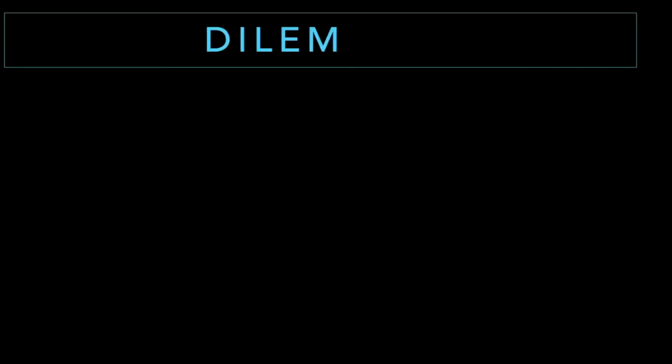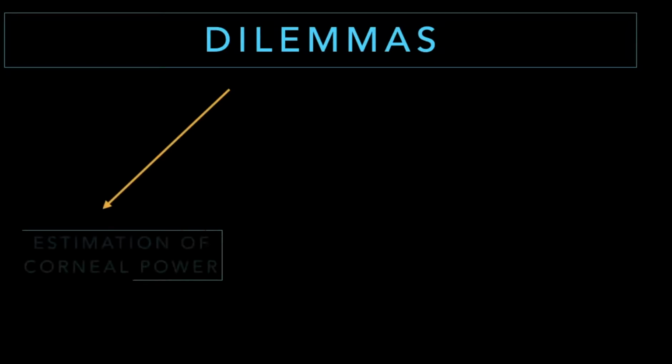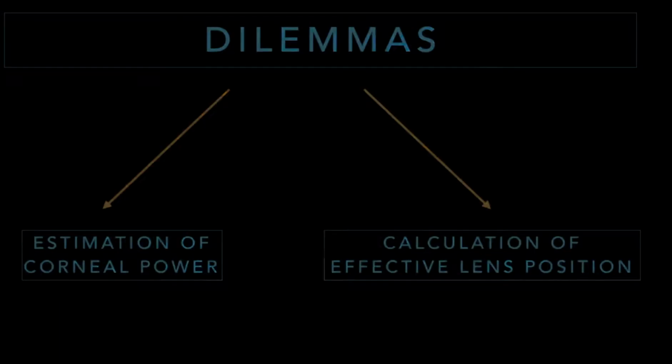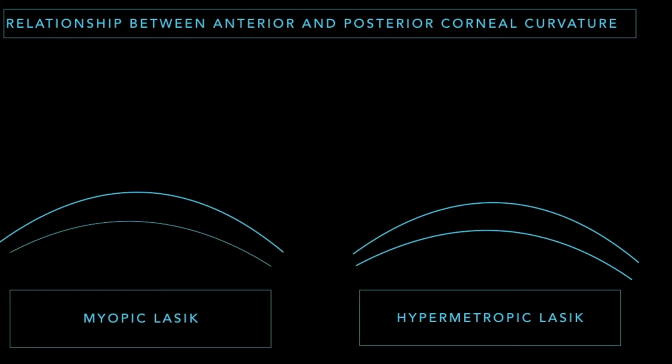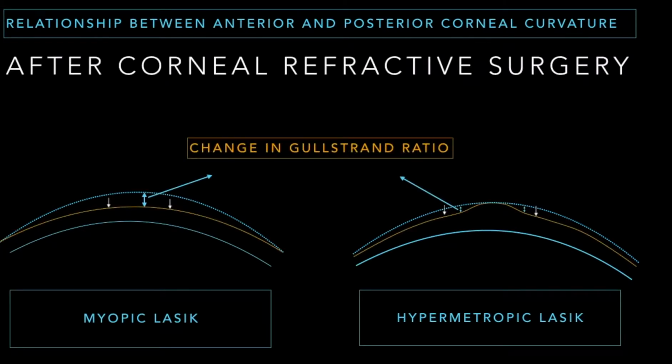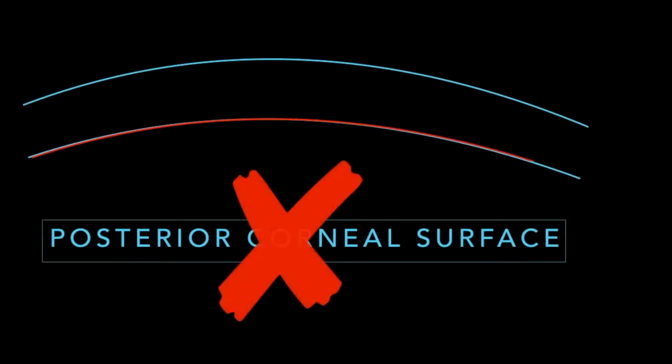The two greatest dilemmas that exist in a post-LASIK cataract surgery scenario are estimation of the accurate corneal power and prediction of the accurate effective lens position. In post-corneal refractive surgery, the shape of the central cornea is modified. Most of the keratometry devices are blind to the center and are unable to measure the posterior cornea, which leads to an inaccuracy in estimating the effective central corneal power.